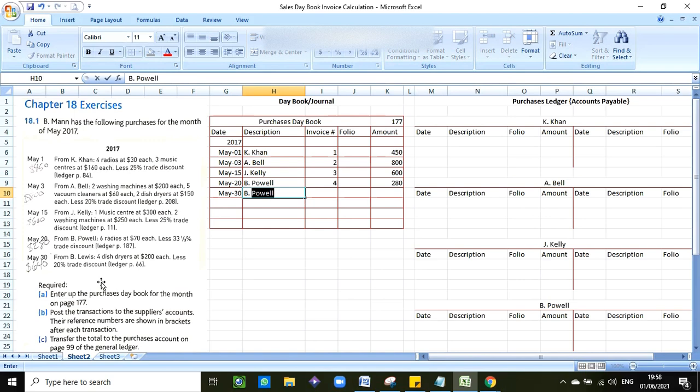The last transaction, May 30th. B. Lewis. Invoice number 05. Folio. Last, and then we have our amount, which is 640. Let me just verify that I did not miss anything before I proceed.